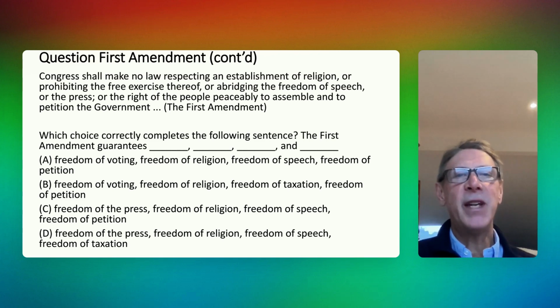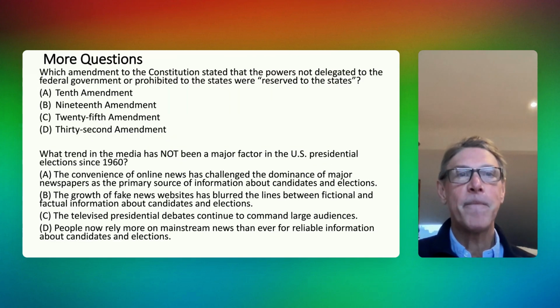There's nothing about voting in the First Amendment, so it's not A. And it's not B, because that talks about freedom of voting as well. C, freedom of the press, freedom of religion, freedom of speech, freedom of petition looks exactly what the First Amendment is all about. But let's just check D before we say it's C. D, freedom of the press, freedom of religion, freedom of speech, freedom of taxation. The First Amendment is not about taxation, so it's not D. So the answer is C.